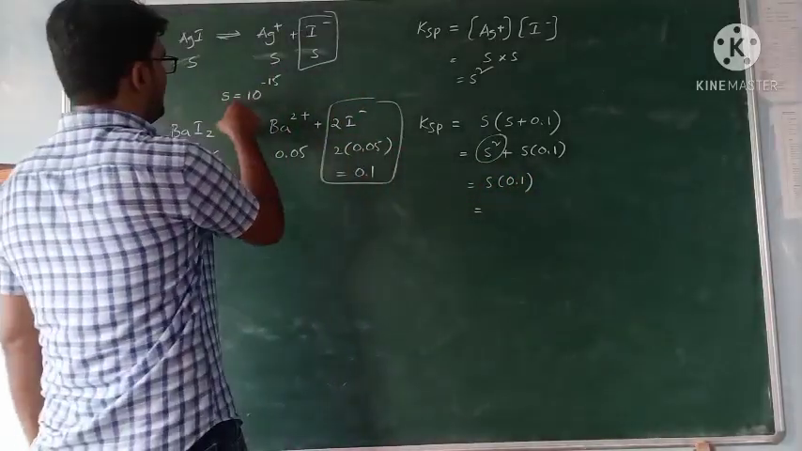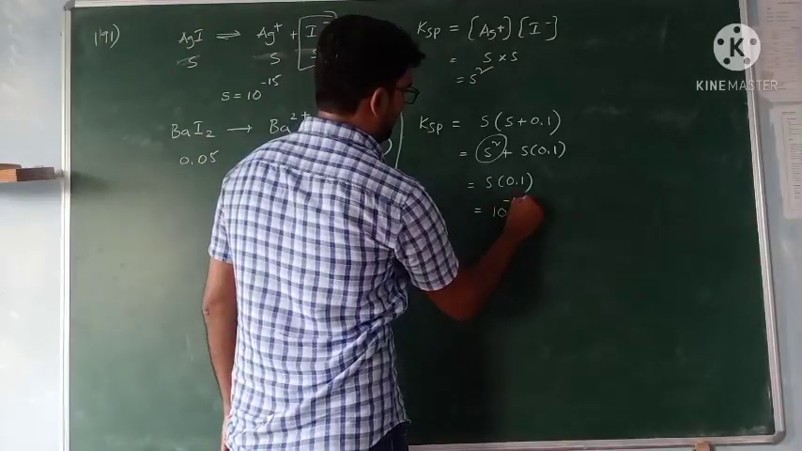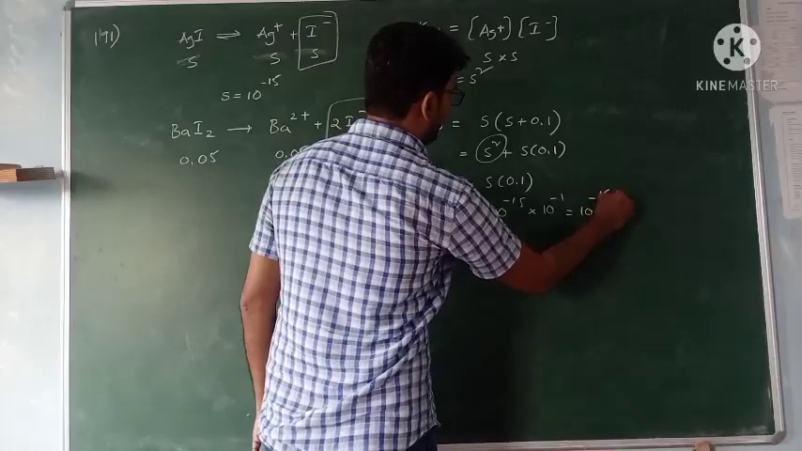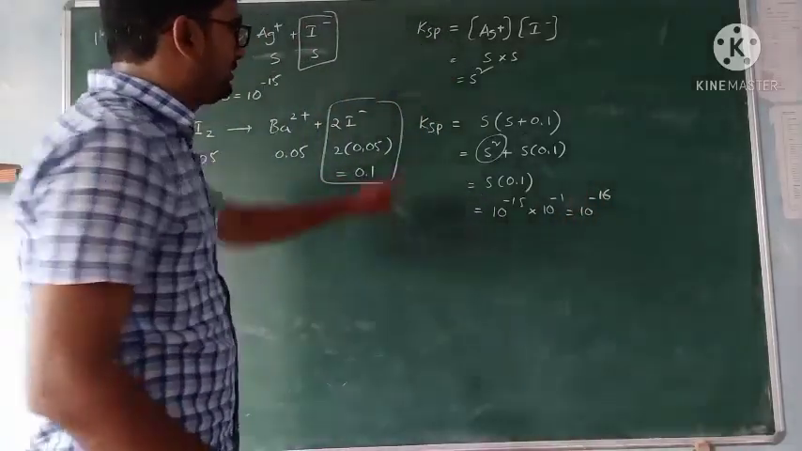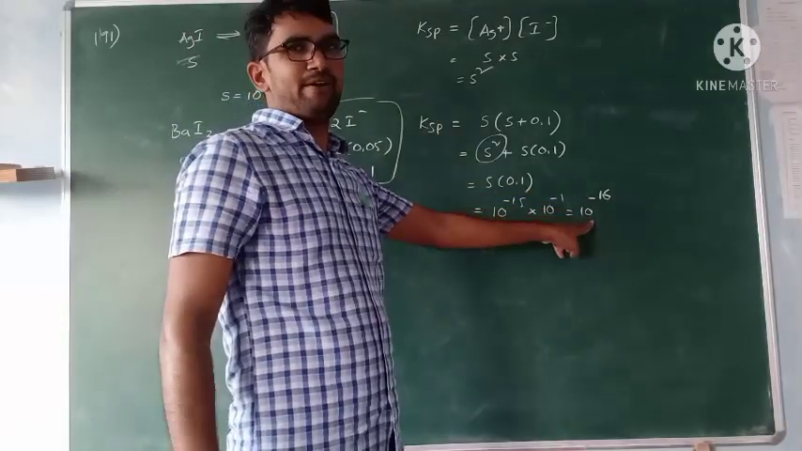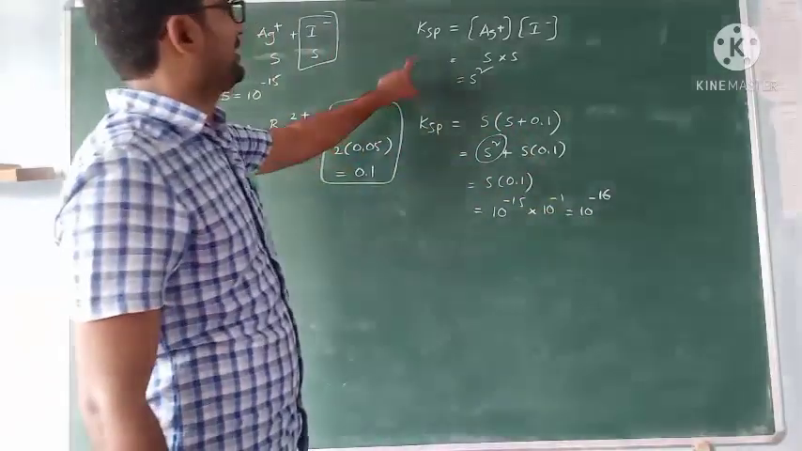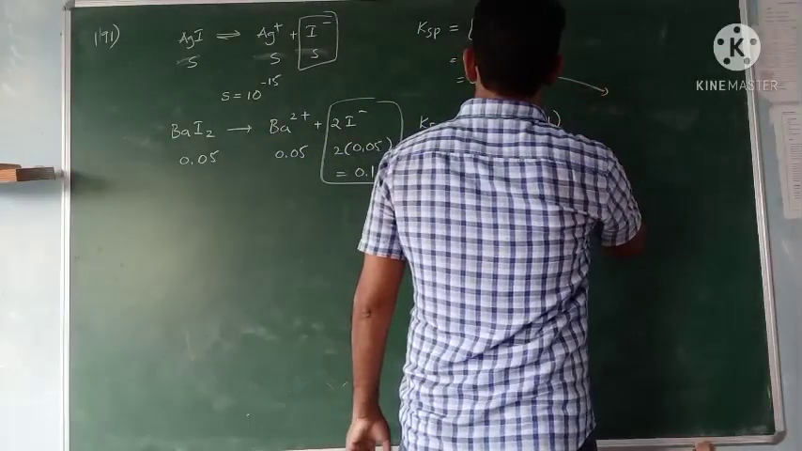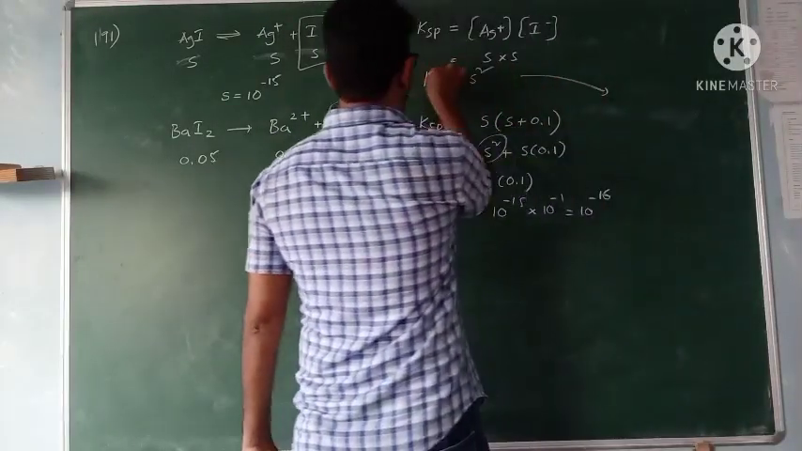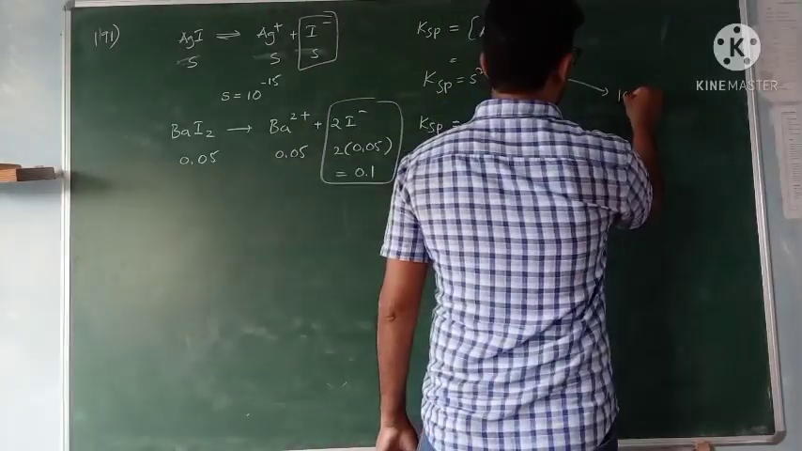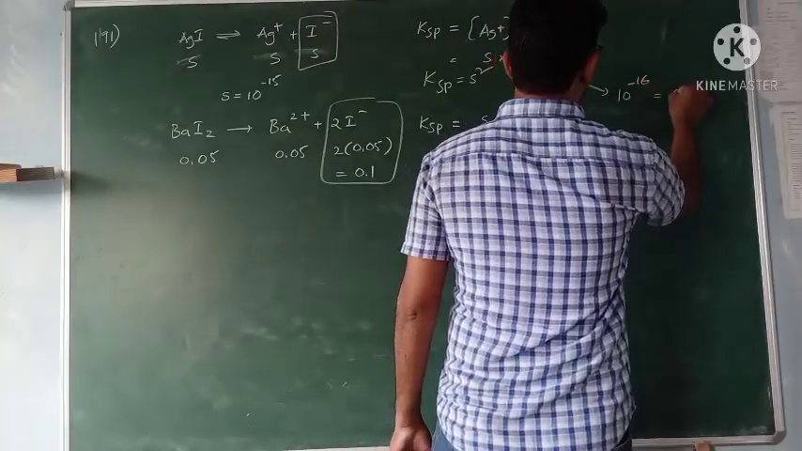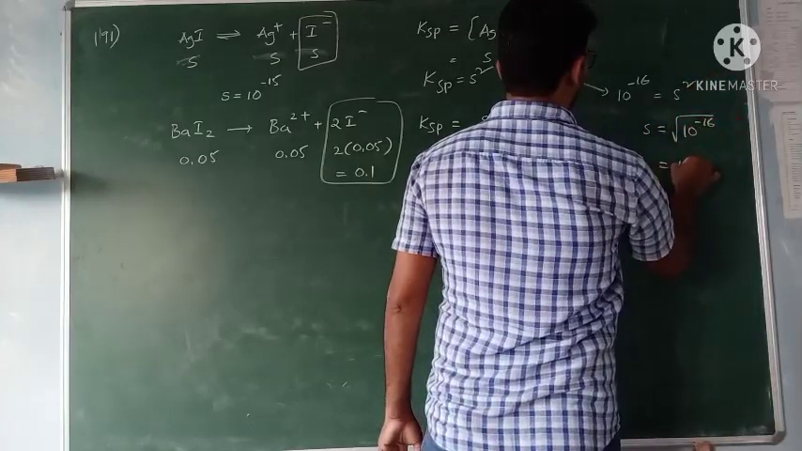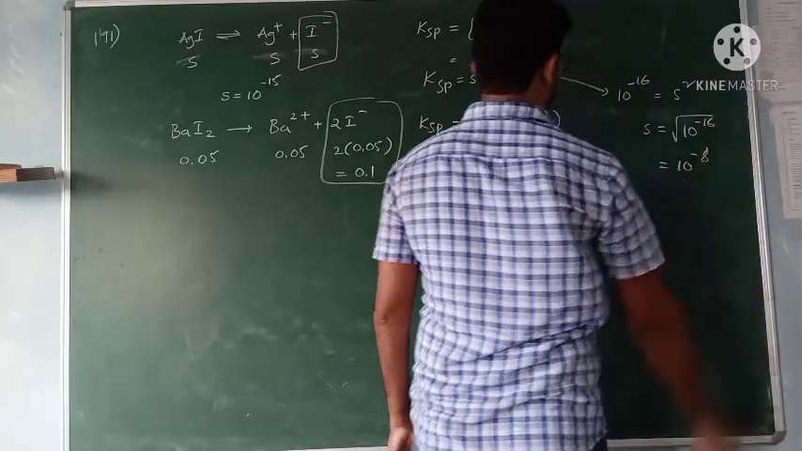But the S value is already given, 10 to the power of minus 15. 10 to the power of minus 15 into 0.1 is 10 to the power of minus 16. Then what is the KSP value? 10 to the power of minus 16. Then substitute here, KSP is equal to S square. So 10 to the power of minus 16 is equal to S square. Then S is equal to root over 10 to the power of minus 16, that is 10 to the power of minus 8.